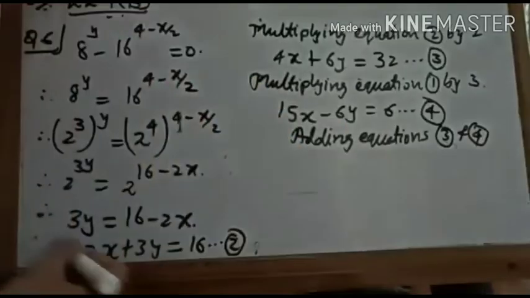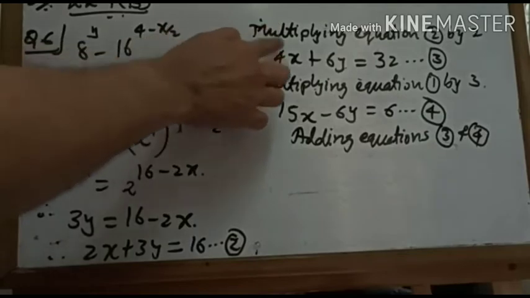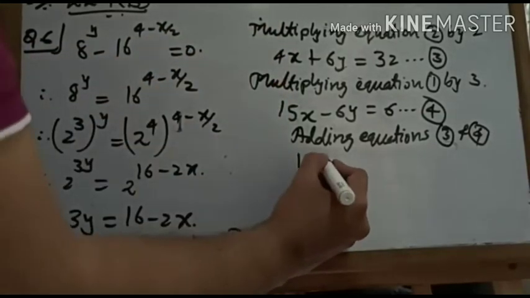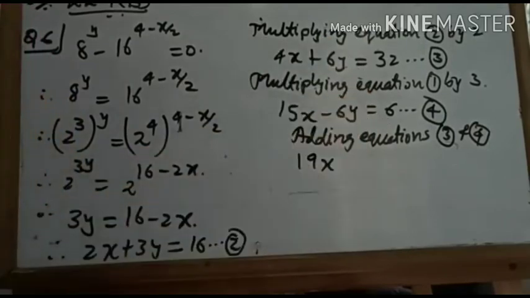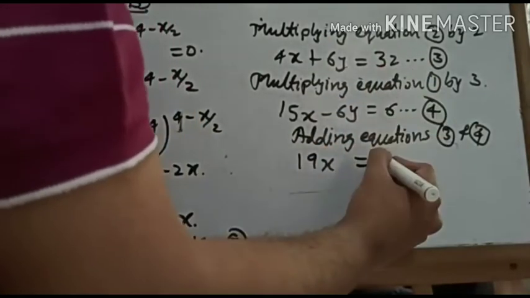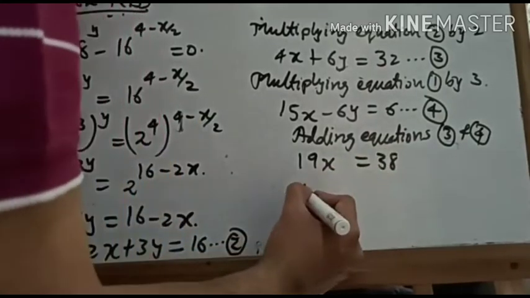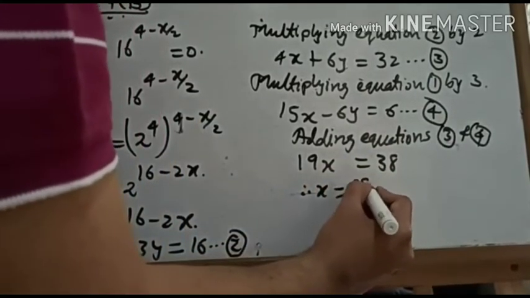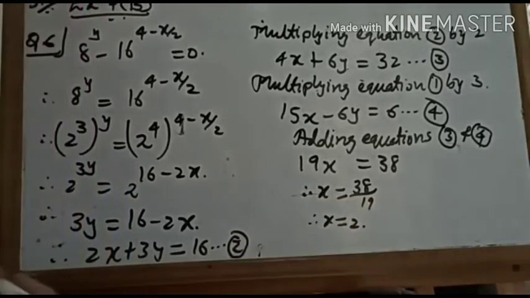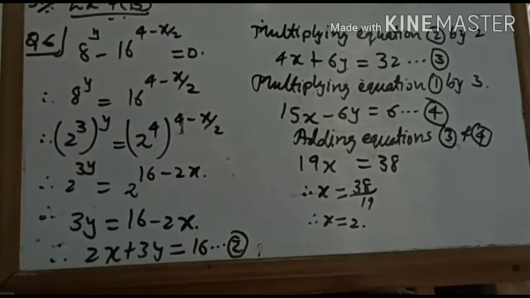And when I say adding equations 3 and 4, x will be added to x, that is 4x plus 15x, 19x. 6y minus 6y becomes 0. 32 plus 6 becomes 38. So x becomes 38 divided by 19. So x will be equal to 2. My dear friends, we are not supposed to find out only x, we are supposed to find out y also.